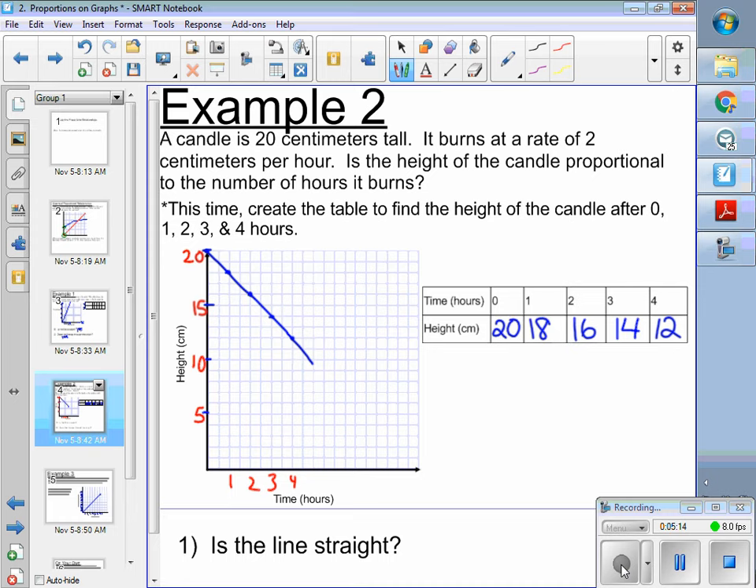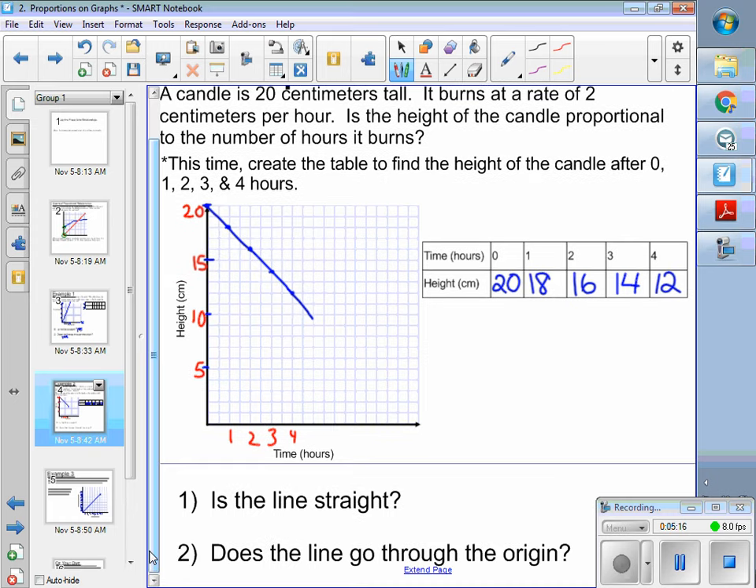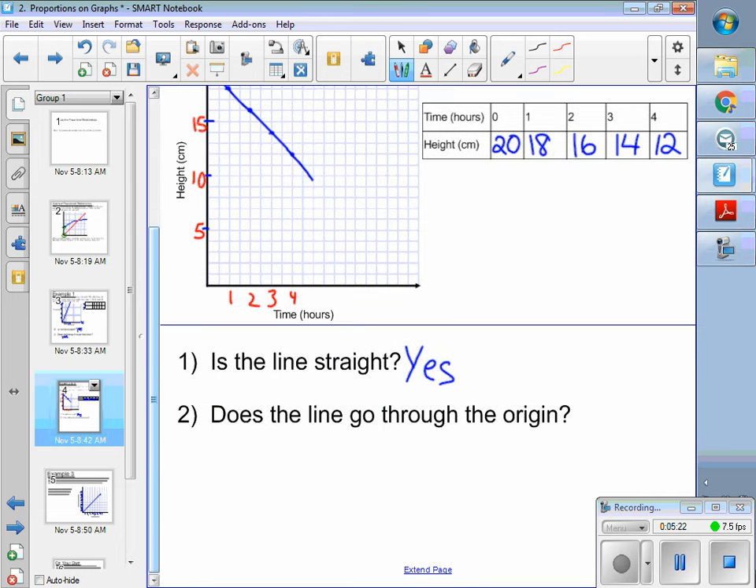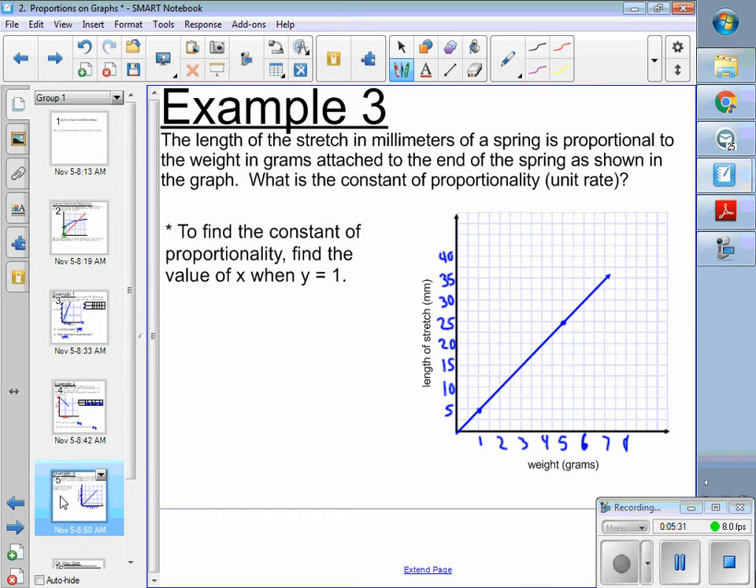So my questions are, is the line straight? The answer to that is yes. And then, does the line go through the origin? The answer is no. Therefore, it is not proportional. On to our next one.